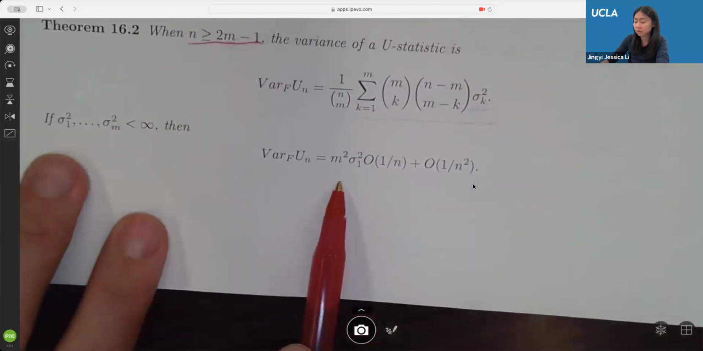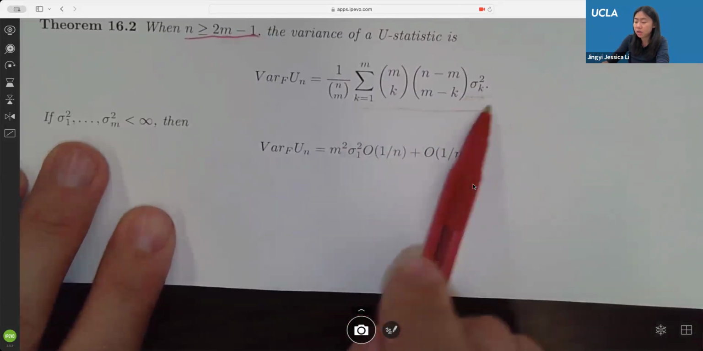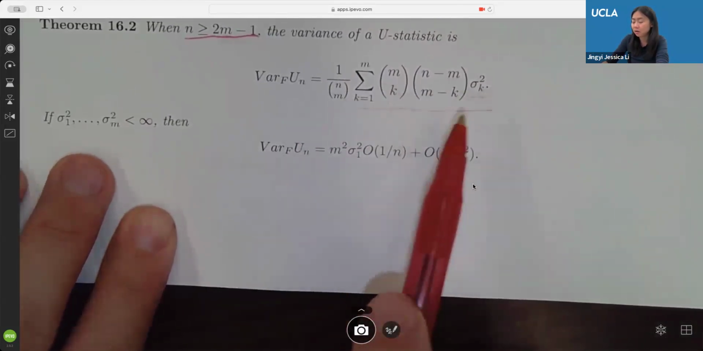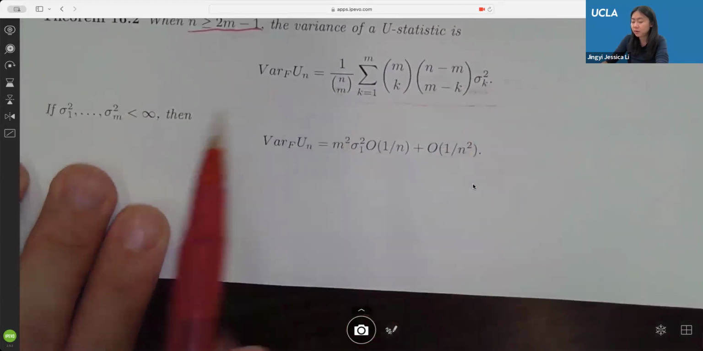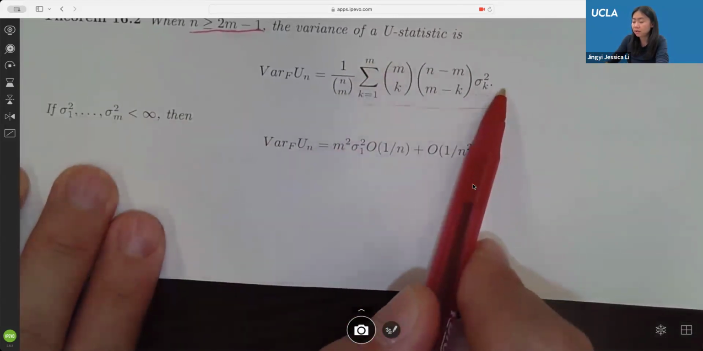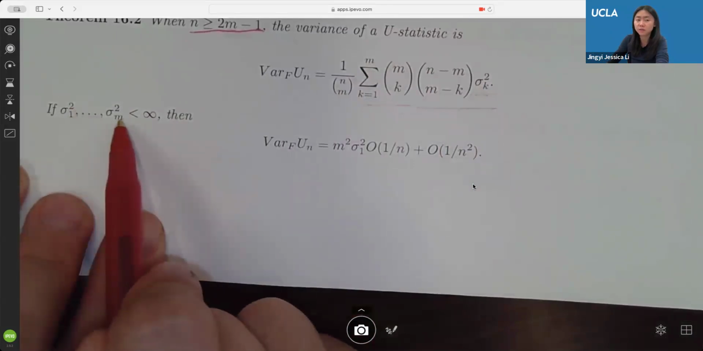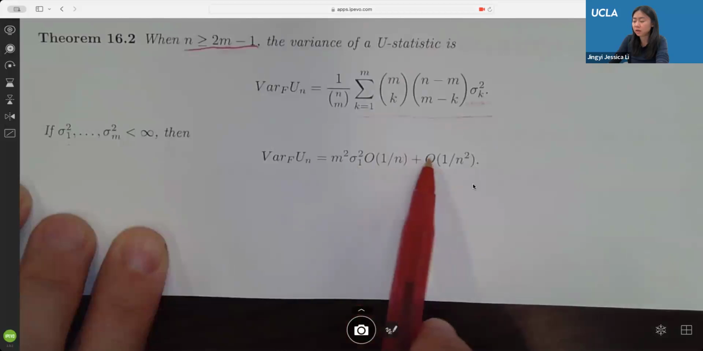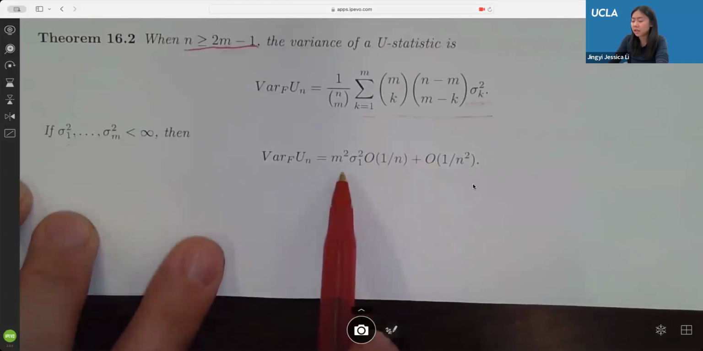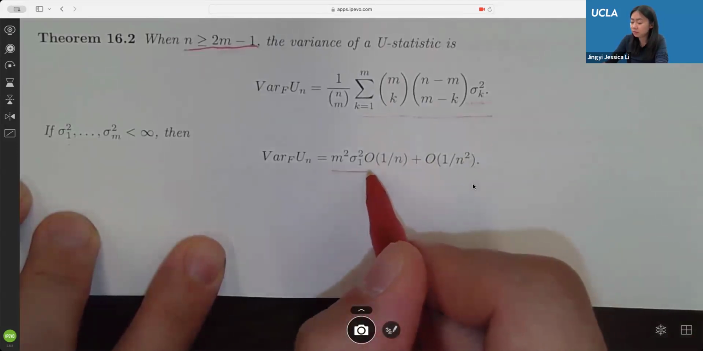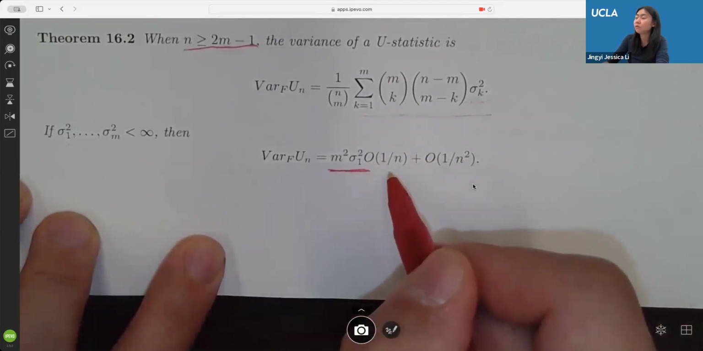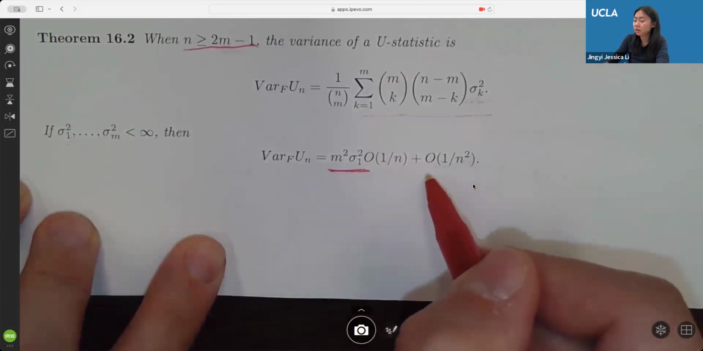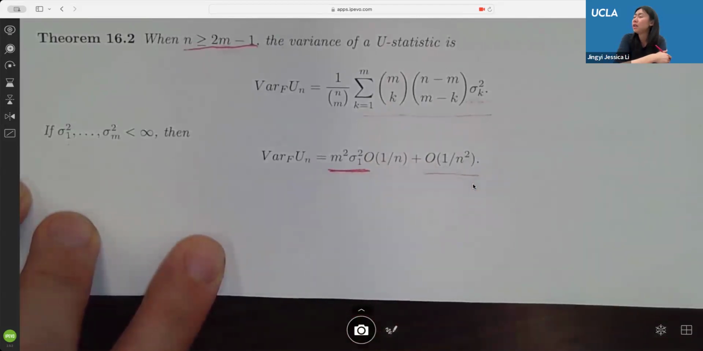find a dominant term. Because of this formula, by some algebra, if you expand it, and suppose that for k from 1 to m, all these sigma 1 squared to sigma m squared are finite, then by expanding this and using asymptotic simplifications, you will see that the dominant term is only the first term. So m squared times sigma 1 squared is the first term because this is in the order of 1 over n. Other terms are in the order of 1 over n squared, so they are negligible given the first term when n is large.